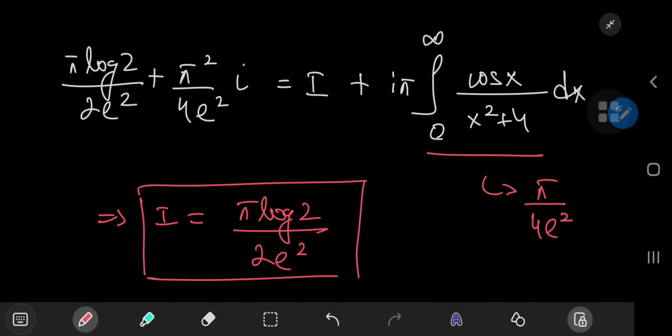So yeah, that was awesome. I think this is my favorite contour integration so far.